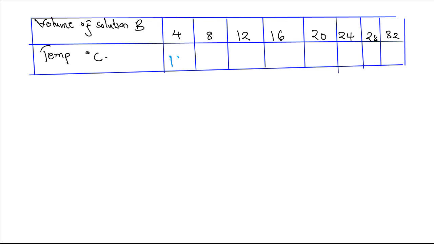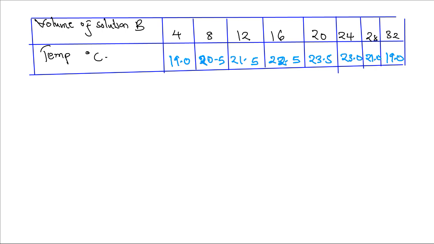The first one is 19.0. There has to be a trend of decimals: 20.5, then 21.5, 22.5, 23.5, then 23.0, 21.0, and finally 19.0, back to the starting temperature.